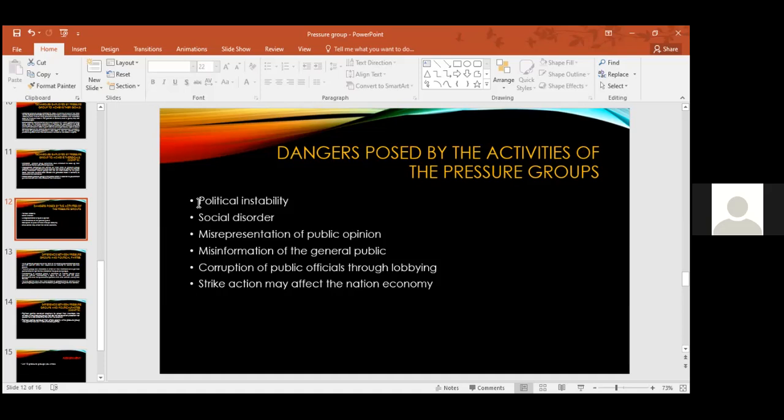Then we have the fourth one, misinformation of the general public. Now, when we say misinformation of the general public, pressure groups tend to hold meetings with the government, and many times it is these pressure groups that will come on social media or mass media to inform us of what the government said. Now, there can be times in which these pressure groups will tell us something slightly different from what government said, or the way they said it made us as a public misinterpret what they said.